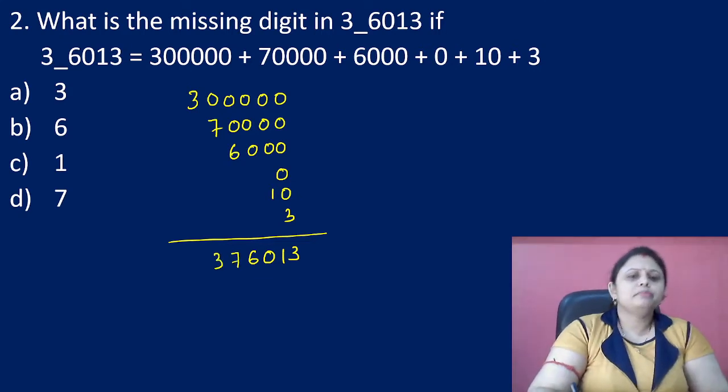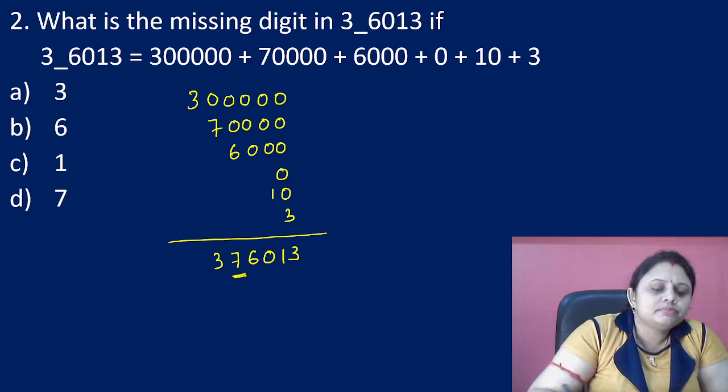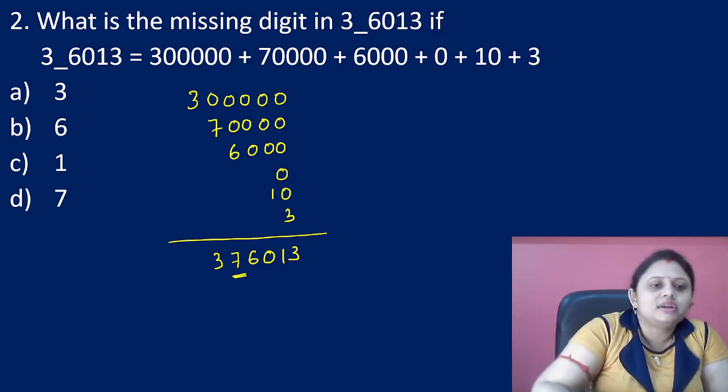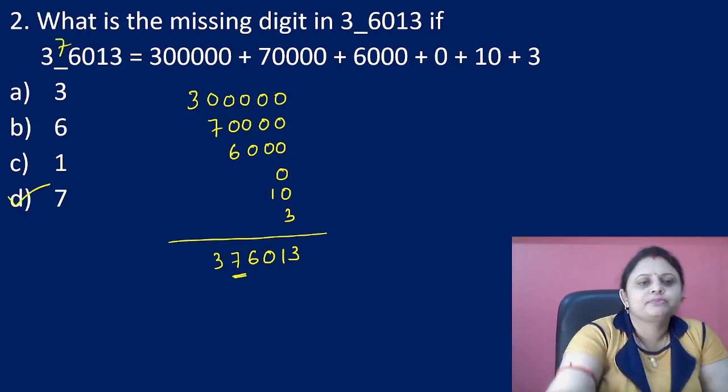So the number is 3,76,013. This is the number which should be present in that blank. So what is that digit? That digit is 7. Get it?